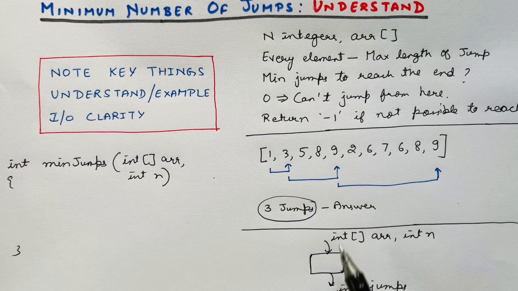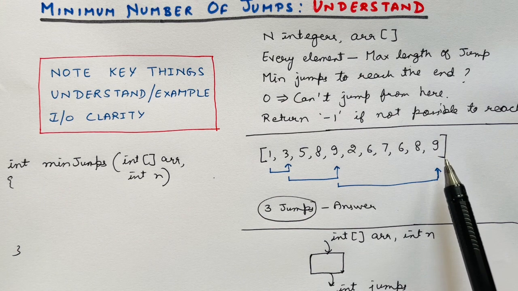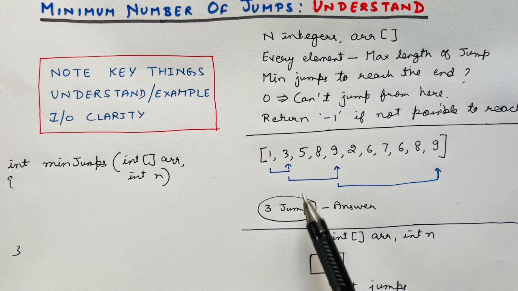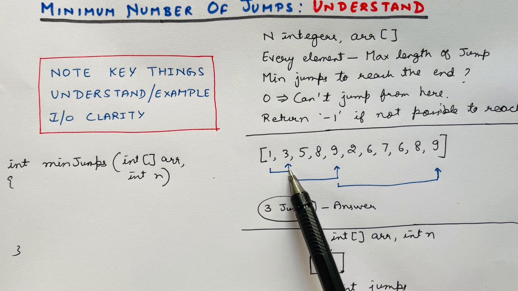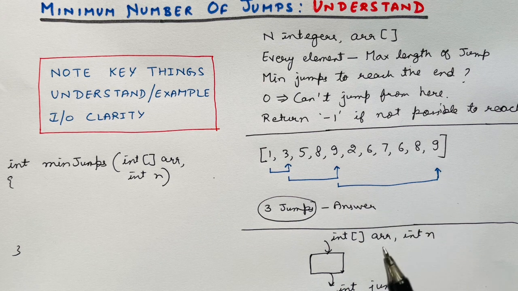If we consider this array as an example, then here to reach the last element, we will need to make at least 3 jumps. For example, first jump till 3, second jump till 9, and then third jump till the last element of the array. So if we consider our solution as a black box, we are getting an array as an input and we have to return the minimum number of jumps. So what will our function signature look like? Our function signature will look something like this.